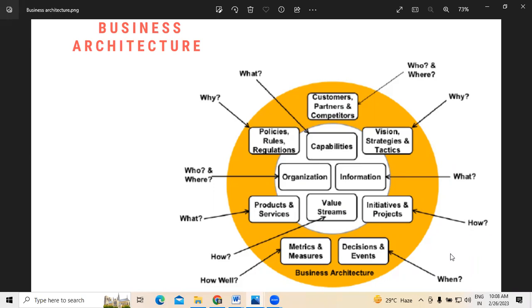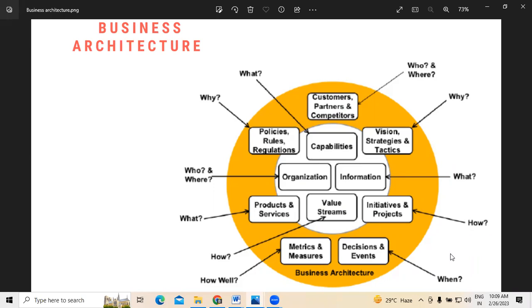So this is important. Next, what kind of initiatives and projects are they dealing with? That is important. Followed by this, what metrics and measurements do they follow in order to make their service quality better? This is all, please remember, from the architectural point of view of a business, the functional perspective, not the technical perspective, right? At the same time, what are the decisions and events, and when have they been taken?